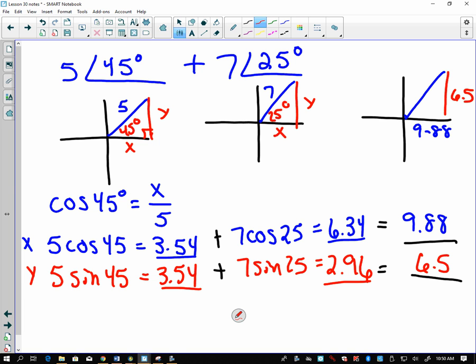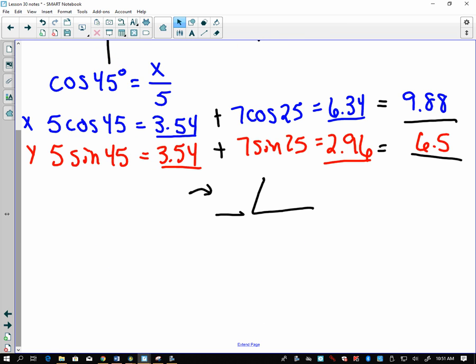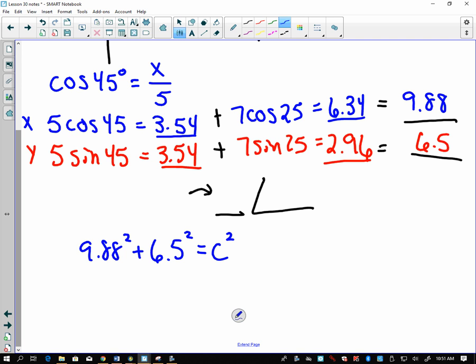But because they're asking for polar coordinates, what's the first thing that shows up in your polar coordinate? My polar coordinate looks like this, right? What goes into that position first? The hypotenuse. Well, we should be aware that this is forming a right triangle, so how do I go about finding the hypotenuse? Okay, so 9.88 squared plus 6.5 squared equals c squared.